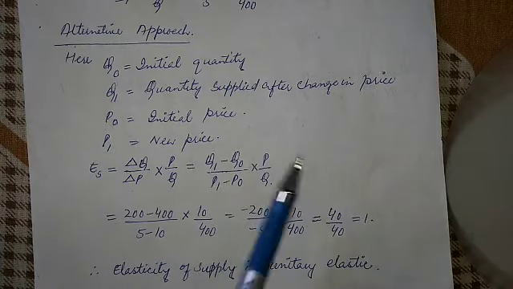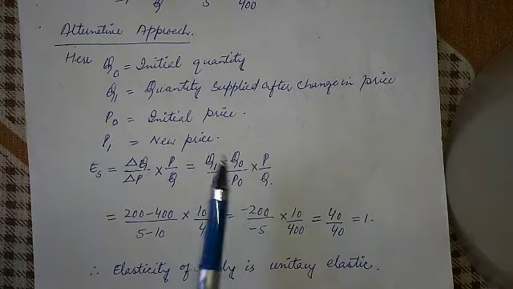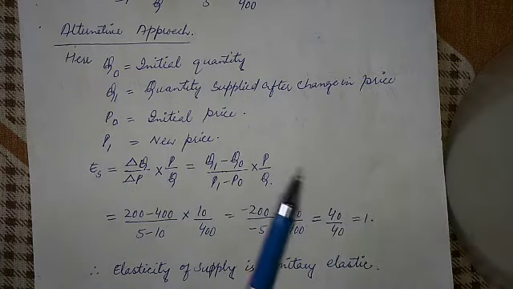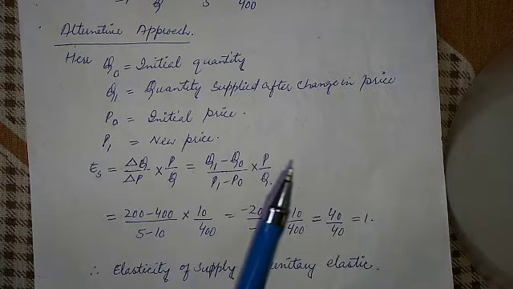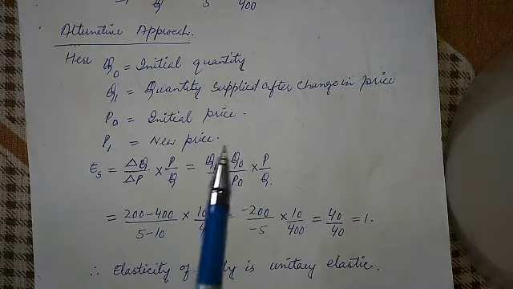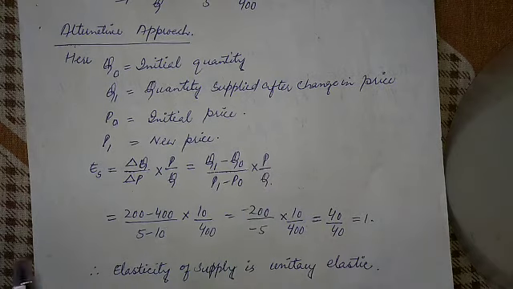So here we can say that the elasticity of supply is unitary elastic. So this was the proportionate or percentage method of measuring the price elasticity of supply.